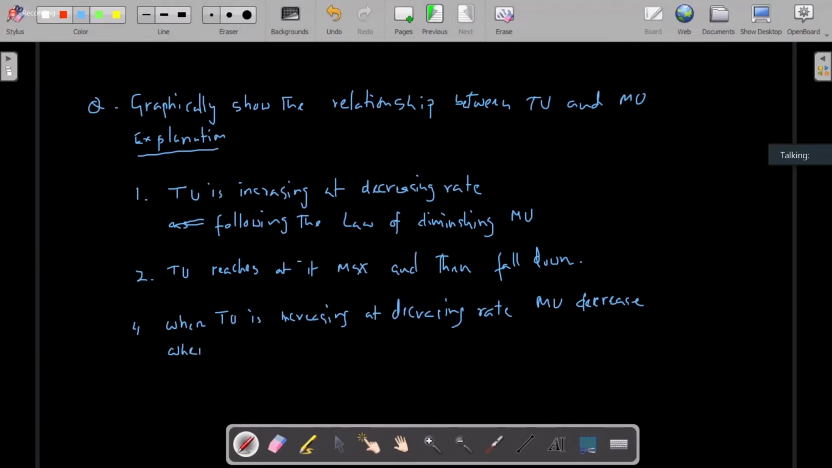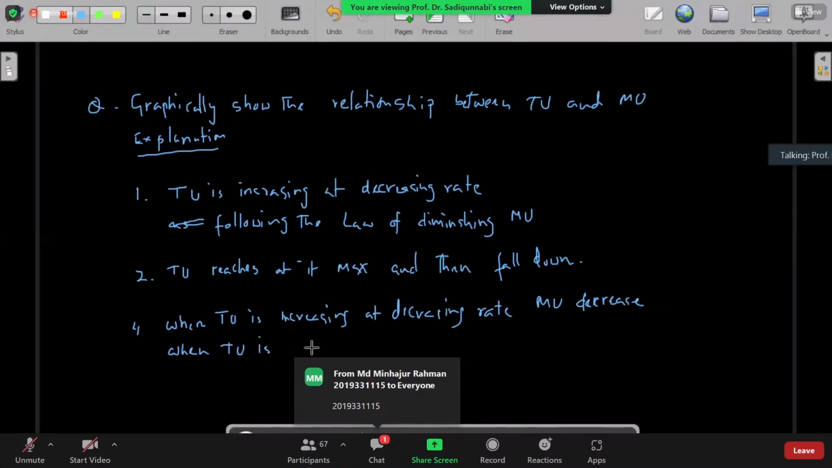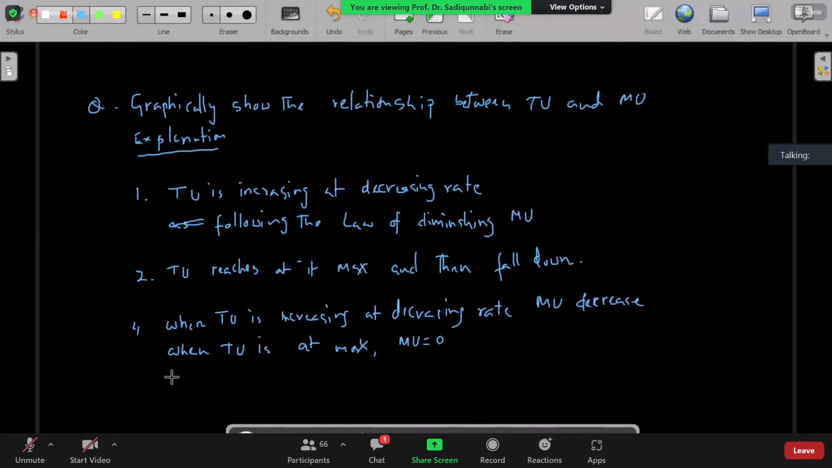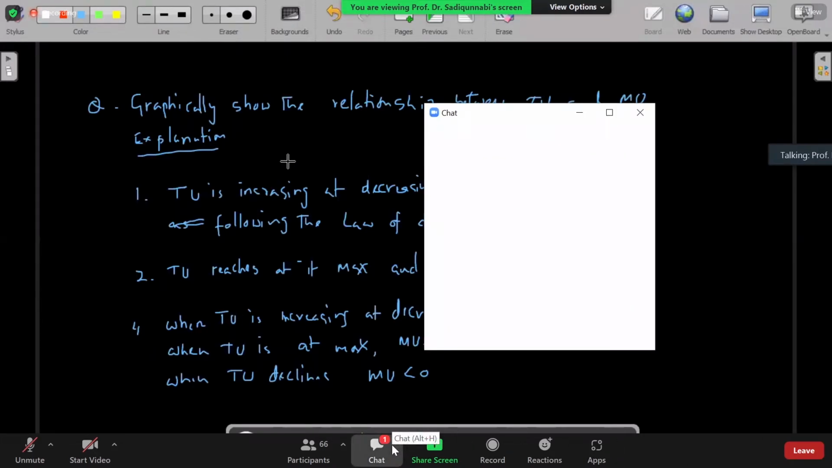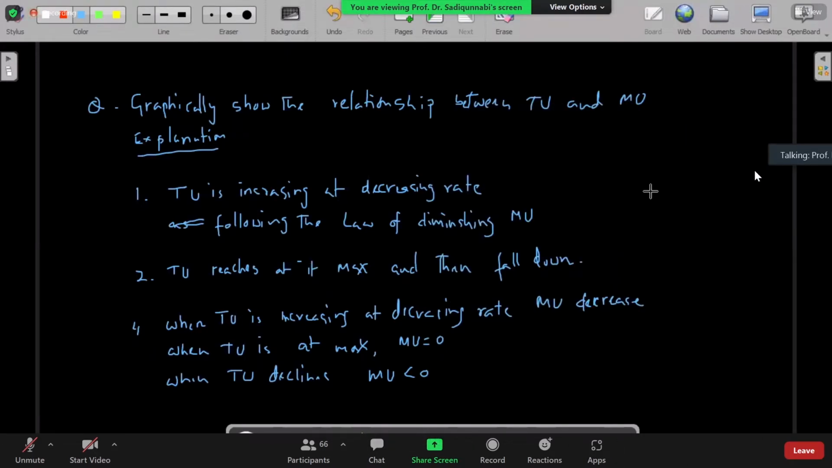When TU is at max, MU is equal to 0. When TU declines, MU is negative. All right. So this is the explanation of the graphical representation of the relationship between TU and MU.